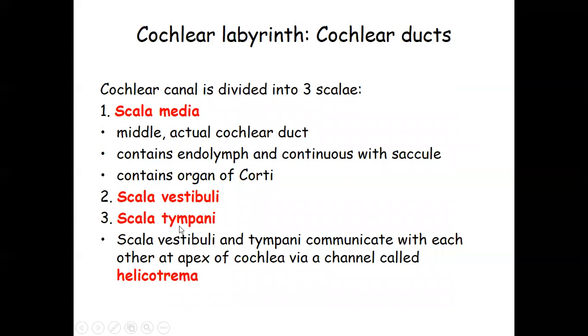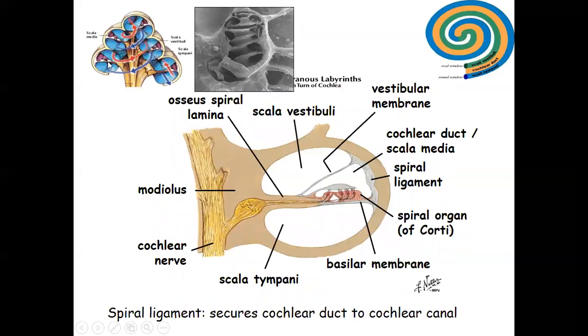The scala vestibuli and scala tympani communicate with each other at the apex of the cochlea via a channel called the helicotrema. So you can see here, in the middle is the scala media. We have the scala tympani here and the scala vestibuli. Whenever you turn like this, you can see there is a communication between the two. If you follow the arrows, the blue and the red one, it is continuous. Here is the scala vestibuli, this is the scala tympani, and in the middle we have the scala media.